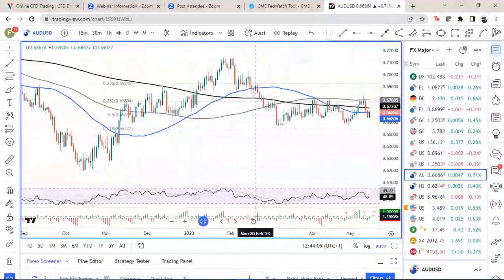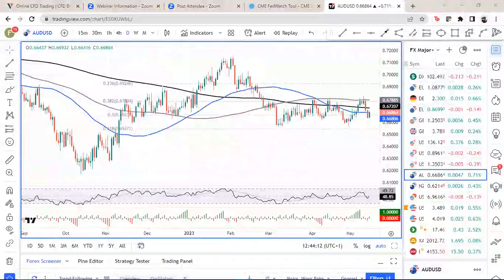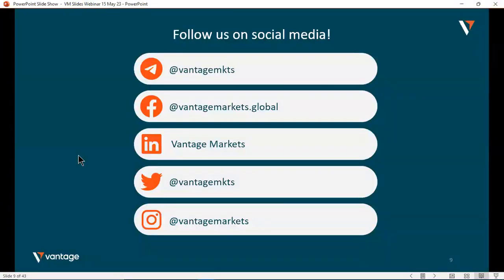Okay, I think we'll wrap it up there. Hopefully that's been useful to you guys. Lots of data to look forward to this week, as opposed to central bank meetings. We're very data dependent, as central bankers say, so certainly some of this data will affect the specific currencies going forward.